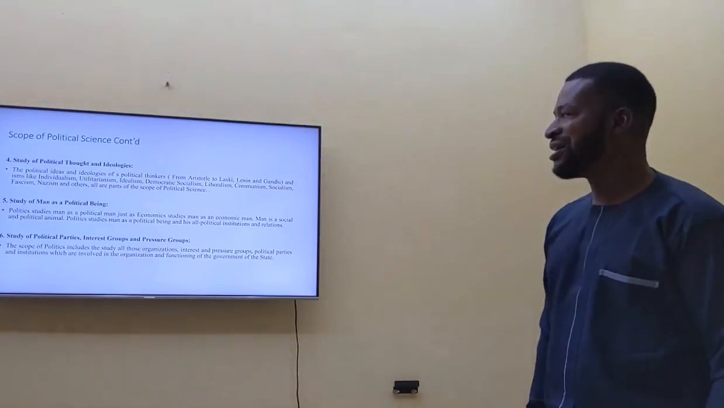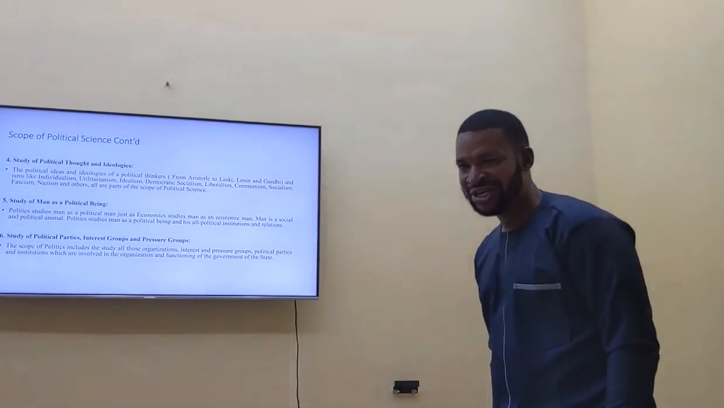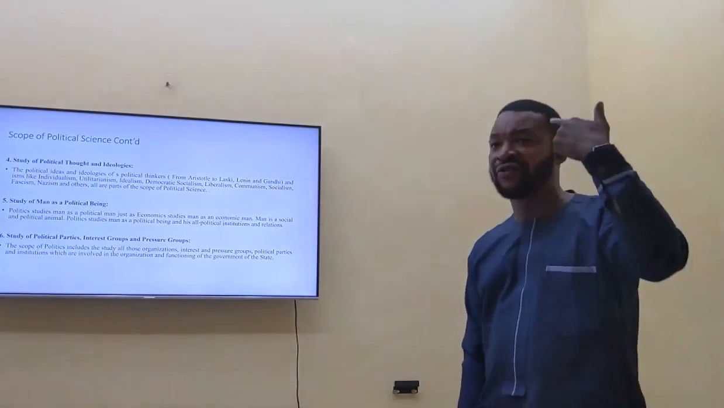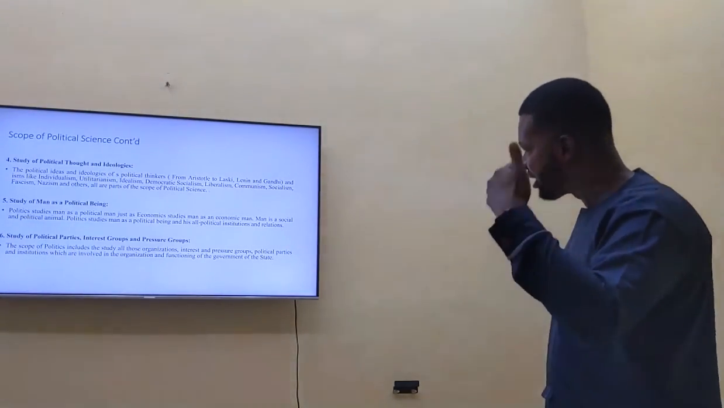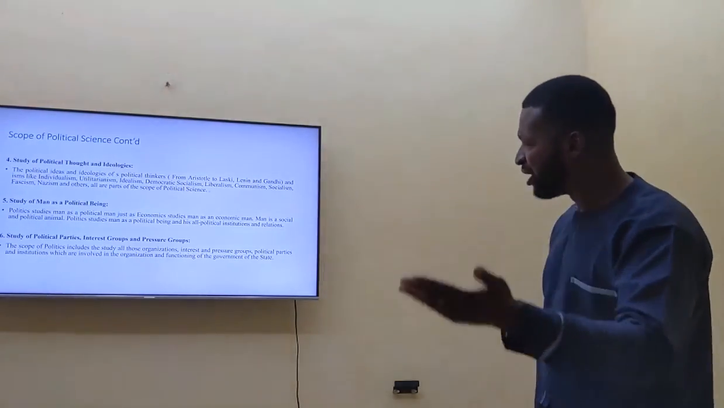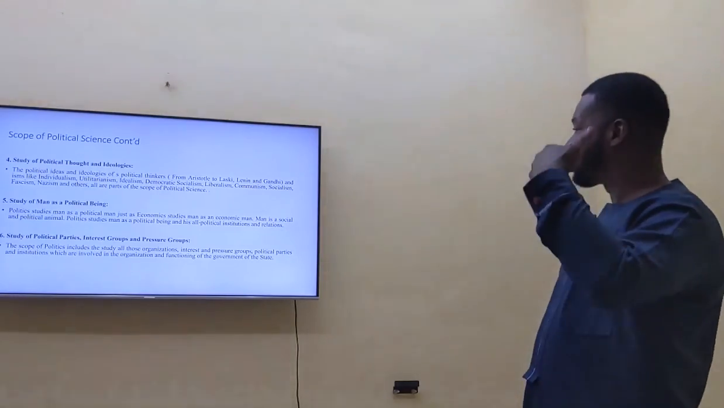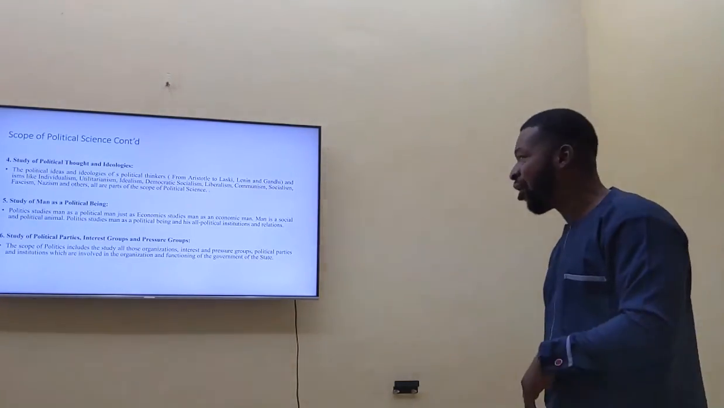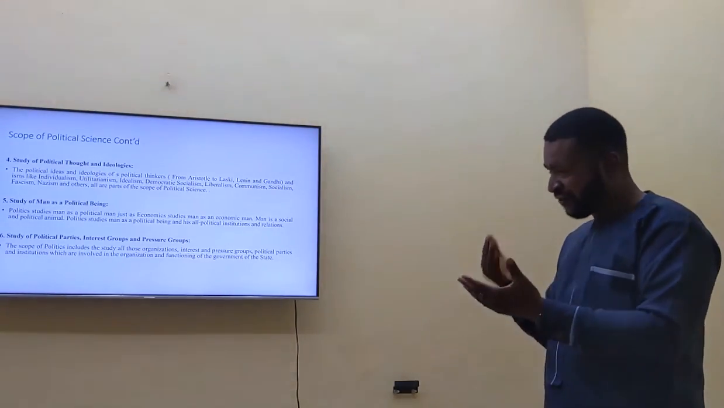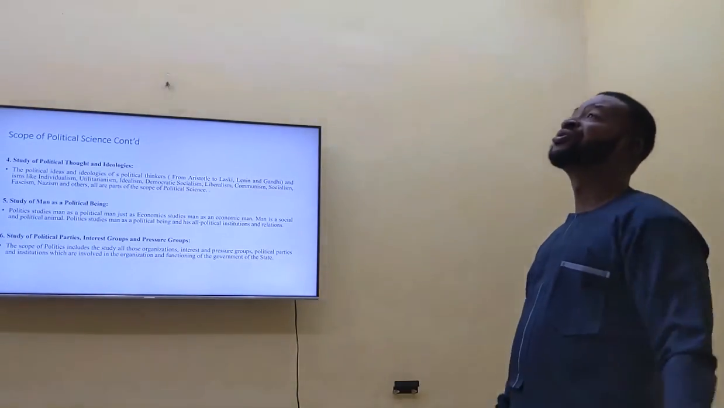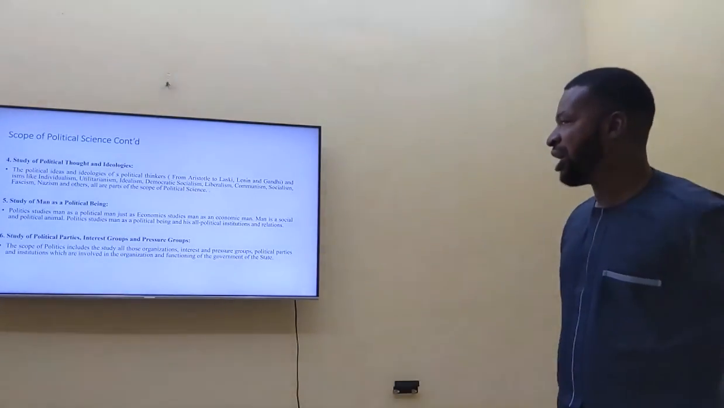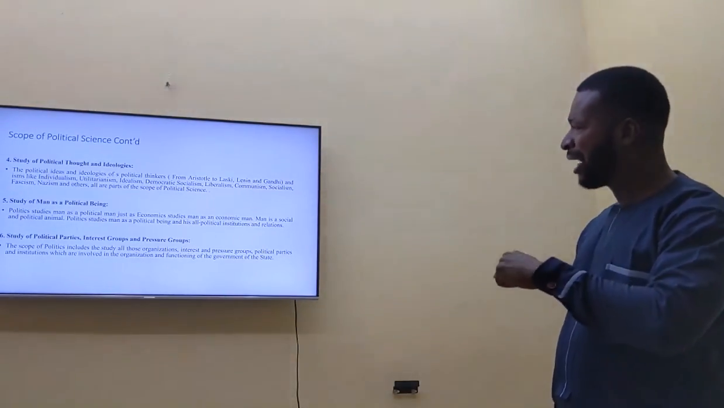Another scope of political science is the study of political thought and ideologies. This is where you look at ideas and ideologies of political and philosophical thinkers, from Aristotle, Lenin, Gandhi, Hegel, a lot of them. Those that brought about totalitarianism, individualism, idealism, liberalism, democratic socialism, communism, fascism, Nazism. All these things are ideas of political thinkers. Whenever you talk about political science, you're definitely going to look at those things. When you talk about political science, we are simply talking about everything one is expected to study or to know as a political scientist.